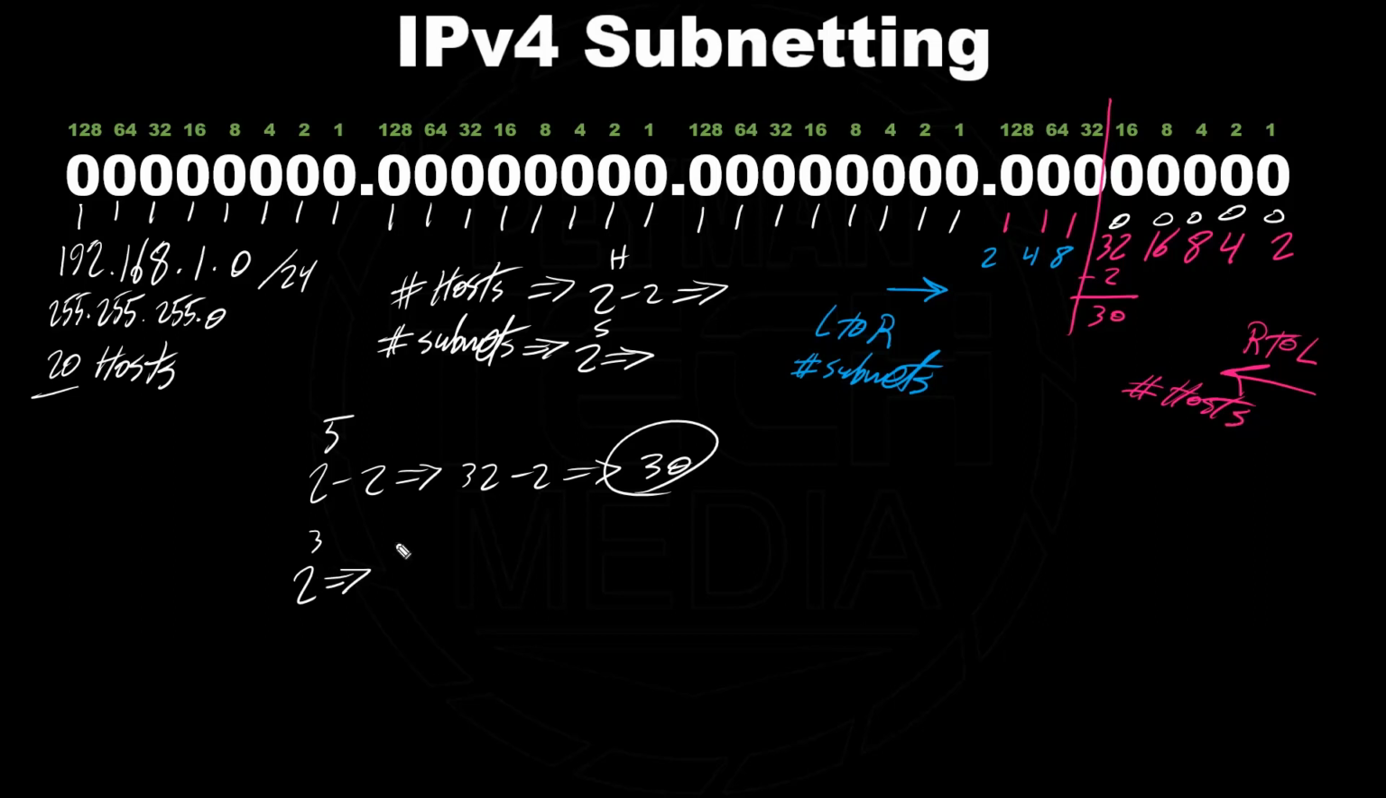So let's apply this formula. We said 3 subnet bits, 2 to the power of 3 equals, so that gives us 8. 2 times 2 times 2, right? So 2 times 2 is 4, and then 4 times 2 is 8. So that's 8 subnets. So for this network address with the default subnet mask, if we need 20 hosts per subnet, what is our new subnet mask?